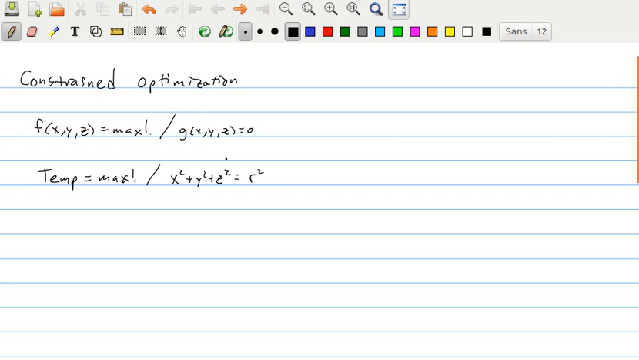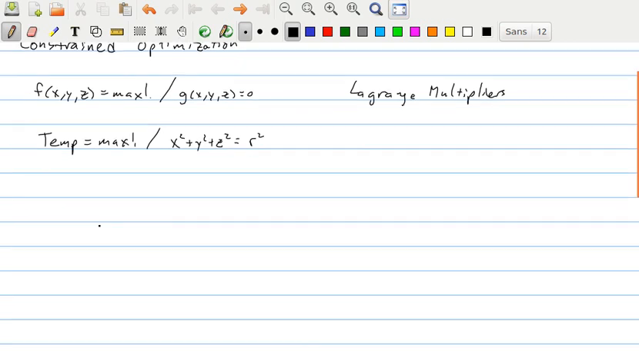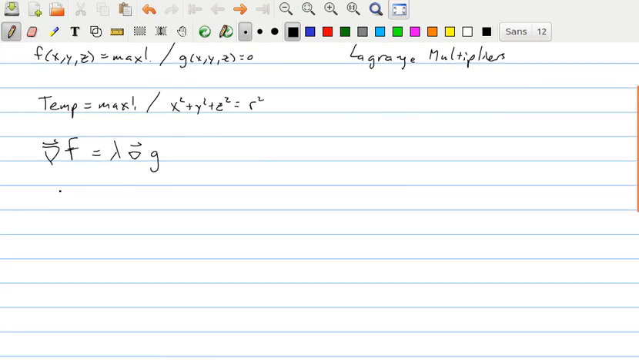So the way we set this up, we use the method of Lagrange multipliers. And the method of Lagrange multipliers says if we want to maximize this function f, we're going to set the gradient of f equal to lambda times the gradient of g, and this will give us a set of equations equal to the number of variables we have, plus the extra constraint equation. So let's look at an example of this.